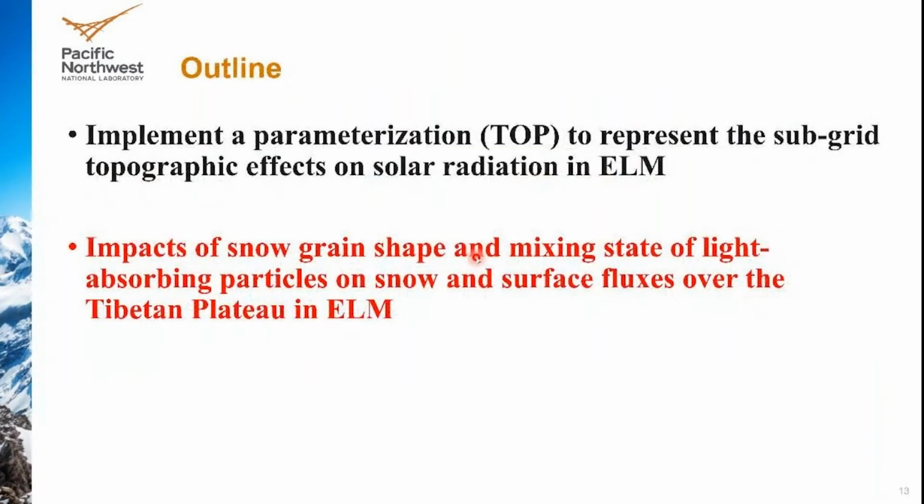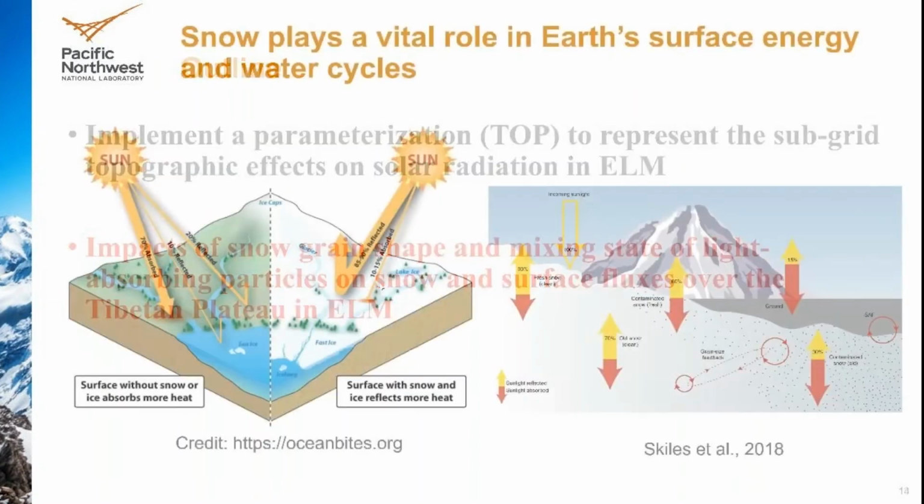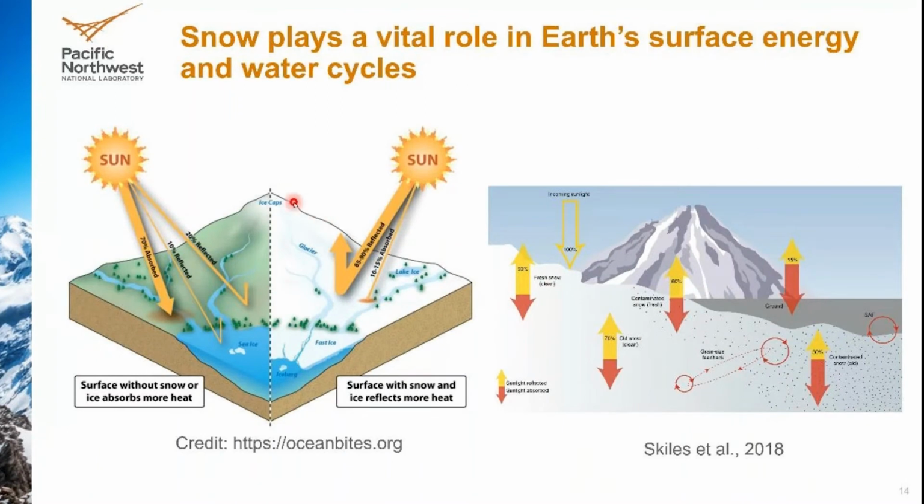Okay, let's turn to the second study, snow albedo. Snow plays an important role in Earth's surface energy balance and water cycles. This is because snow has the largest surface albedo on the Earth's surface compared to other land cover. Fresh snow albedo can be larger than 0.9. But for the ground surface, vegetation and soil, their albedo is just from 0.2 to 0.3.